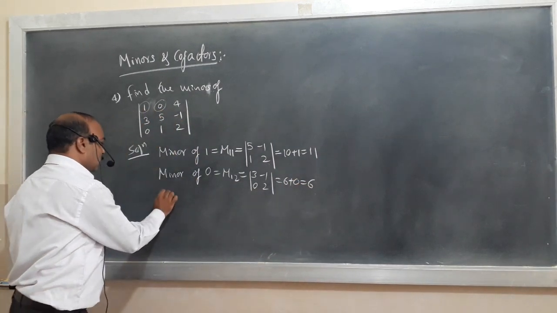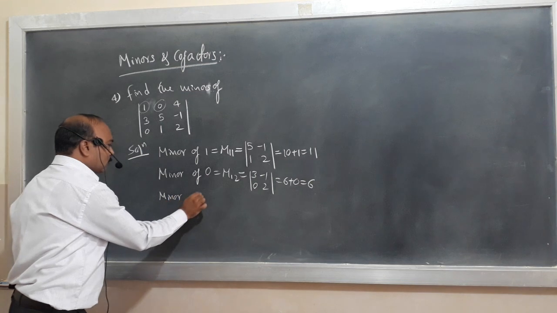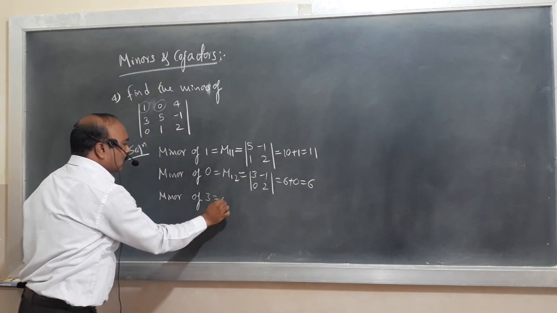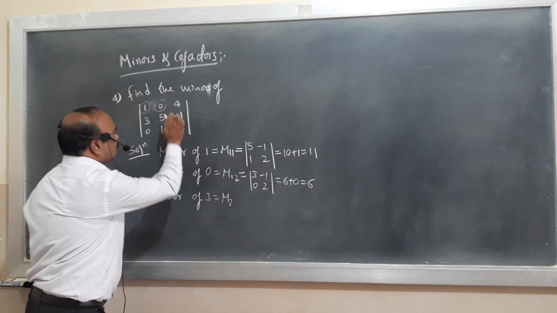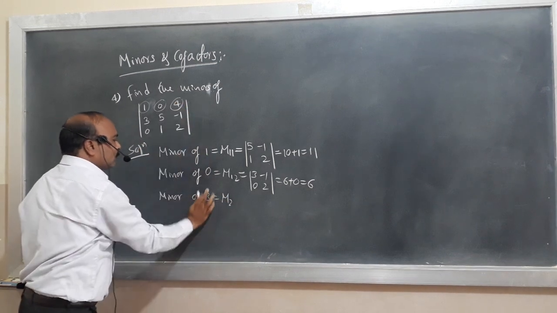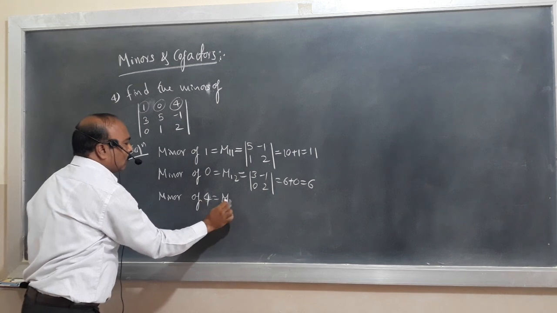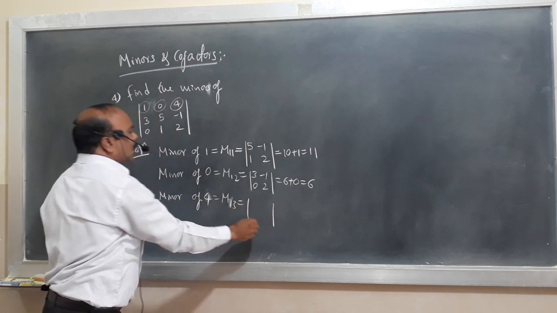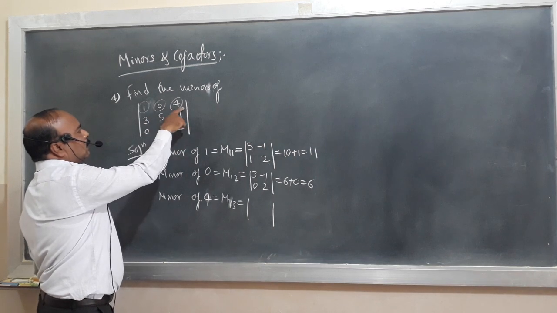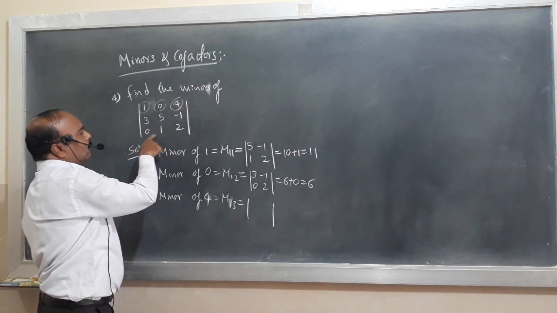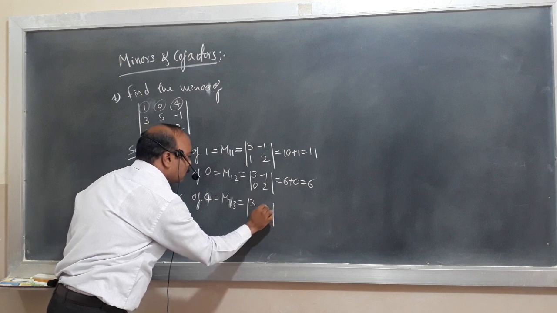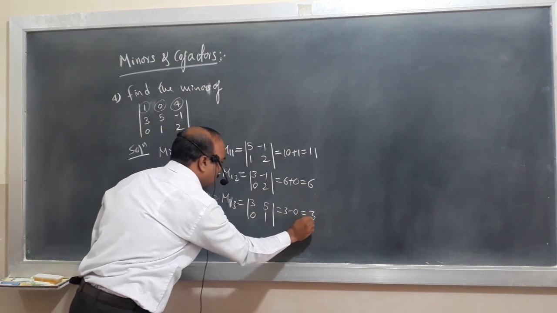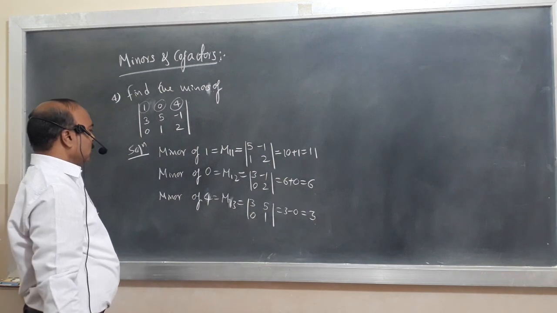Next, minor of the second row element, that is 3. It is the minor of 4, which we take as M13. The determinant, deleting this column and this row, we get 3, 5, 0, 1. So the answer is 3 minus 0 equal to 3.